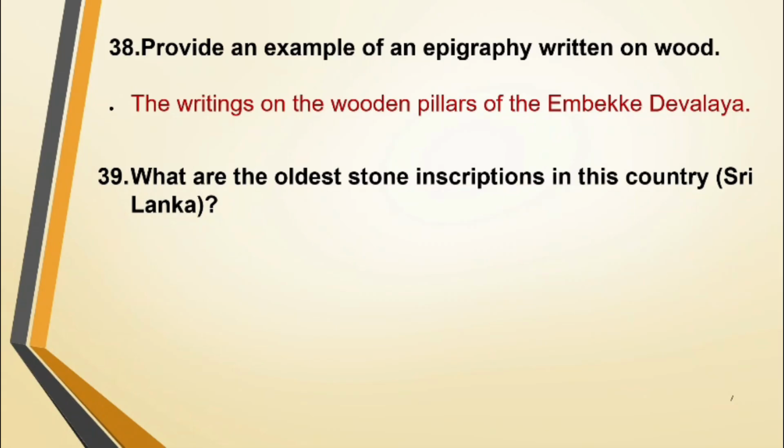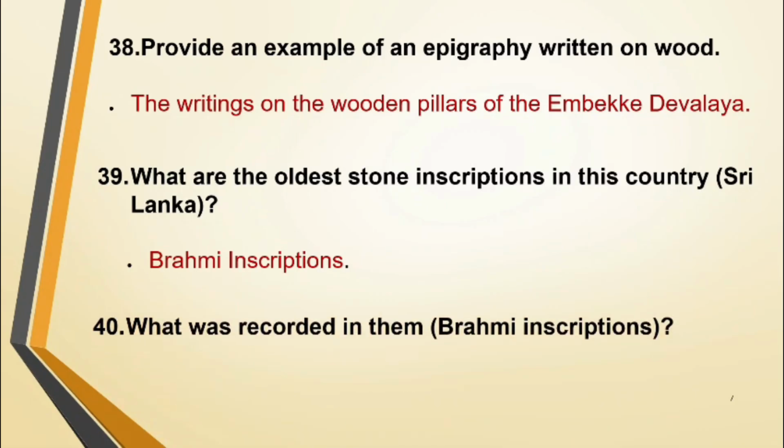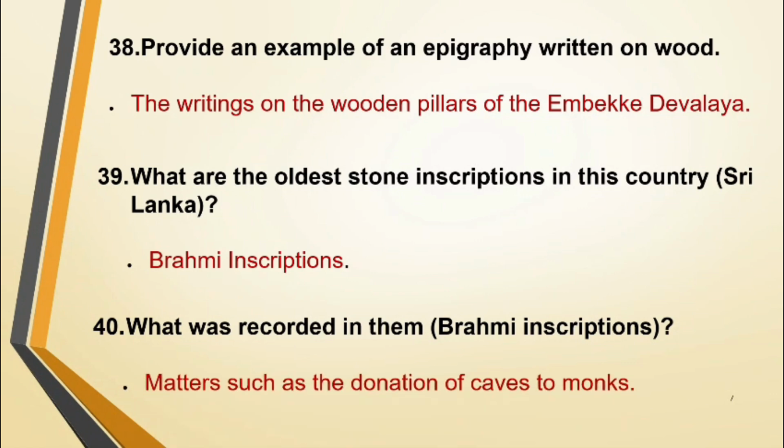Next one, what is the oldest stone inscription in this country? Brahmi inscription. That is called Brahmi inscription. What type of information, what details were recorded in Brahmi inscription? Especially matters such as the donation of caves to monks. Those days some people or kings donated some caves for the monks. That information was recorded in Brahmi inscriptions.